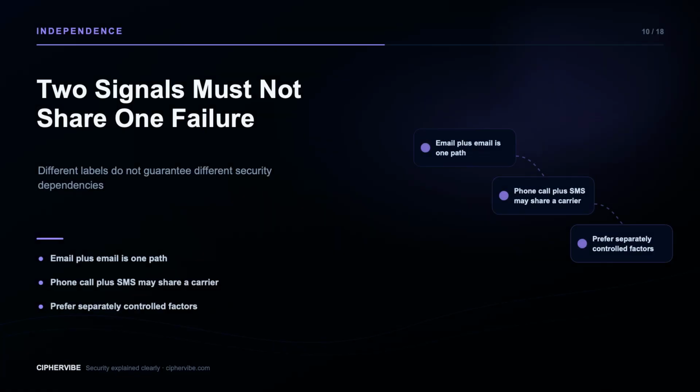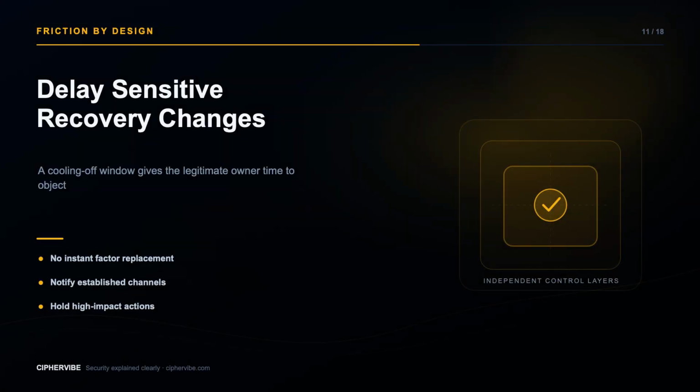2 prompts are not 2 gates if they depend on the same compromised mailbox, phone account, device, or support process. Map the real dependency behind each signal. Stronger recovery combines independently controlled evidence, such as an offline saved code with a still-bound authenticator, or appropriately repeated identity proofing. Recovery is infrequent, so it can reasonably be less convenient than sign-in.